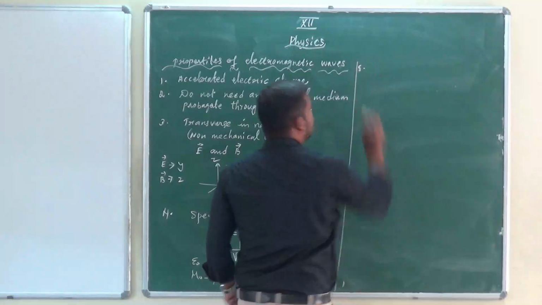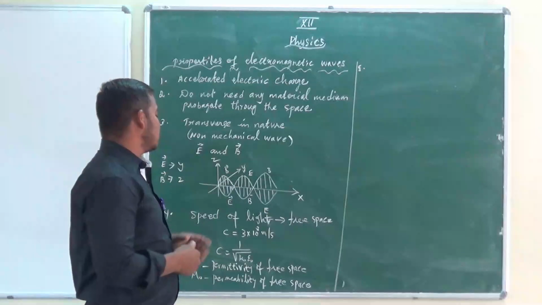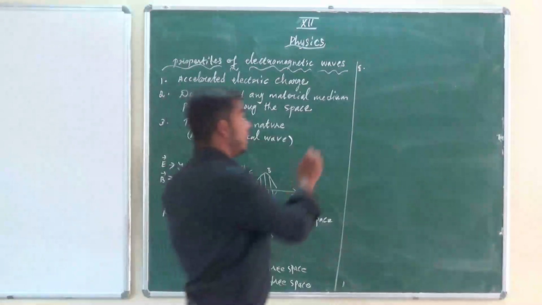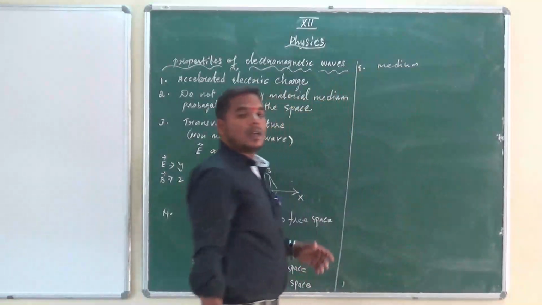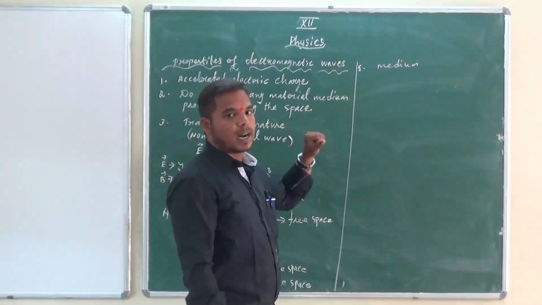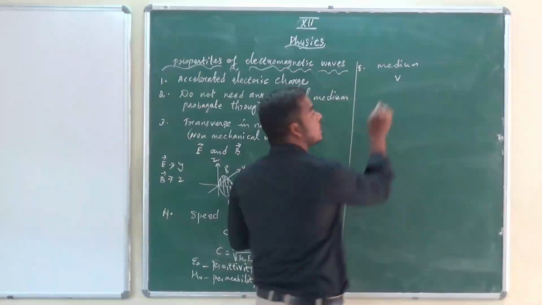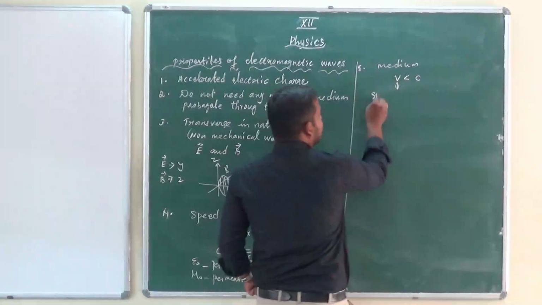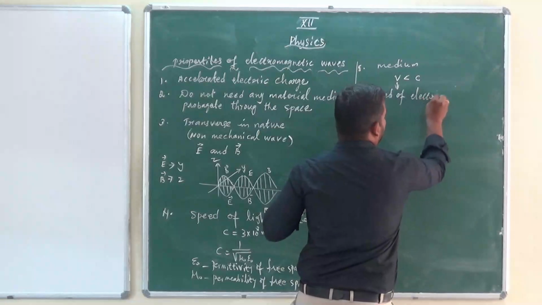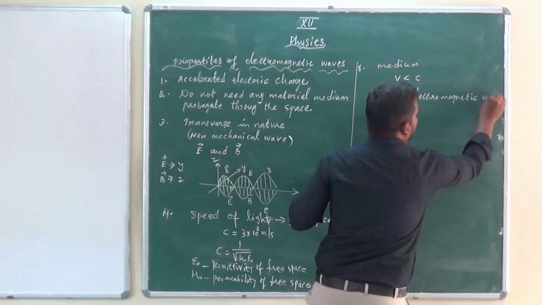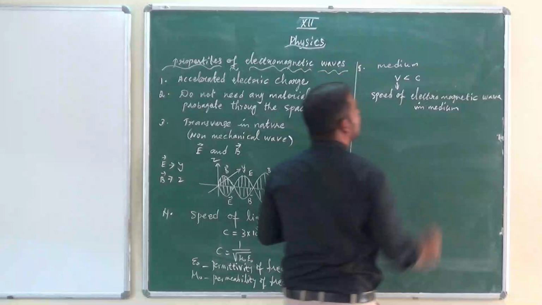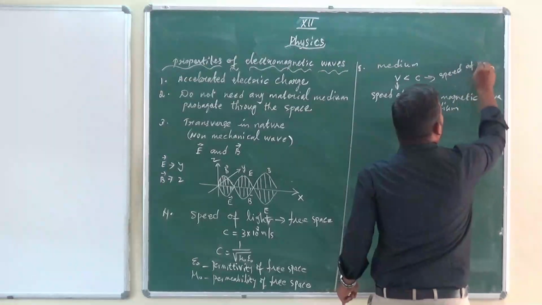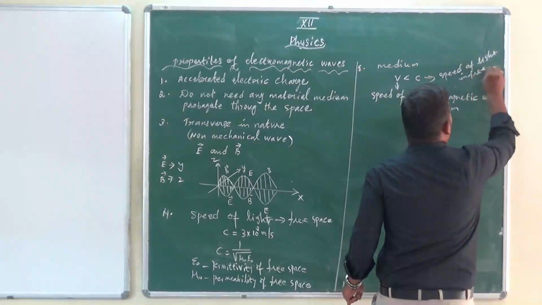Next, fifth point. Suppose electromagnetic waves travel with the speed of light in free space, we got the equation. Now the same electromagnetic waves travel not in free space, but in a medium. What is the speed then? Definitely the speed of electromagnetic waves is less than the speed of light. Here we represent the speed of the electromagnetic wave in the medium. So now I'm going to explain what c means: the speed of light in free space.